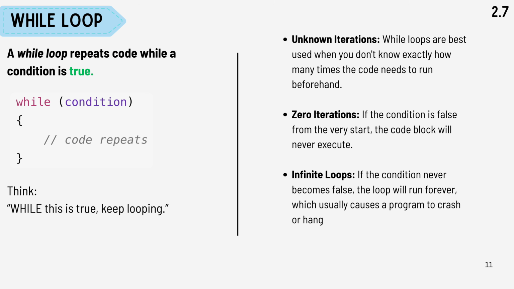Next, we have while loops, and it keeps repeating while a condition is true. So a while loop runs for unknown iterations or 0 iterations, infinite loops, and things like that. An unknown iteration is when you don't know how many times your code is going to run, unlike an if statement where it just checks once and then moves on.